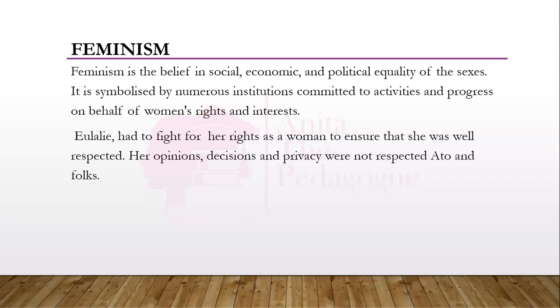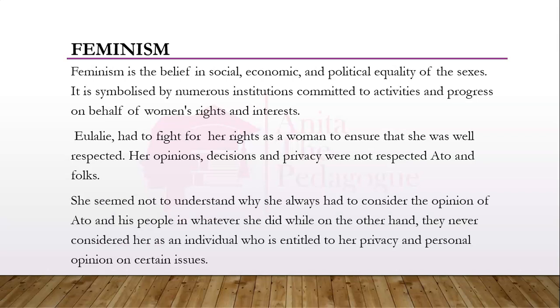Now it is realized that Olele had to fight for her rights as a woman to ensure that she was well respected. Her opinion, decisions, and privacy were not respected by Atu and his folks because they believed that they married her, not knowing that she is the wife of Atu and not his slave. Again, she seemed not to understand why she always had to consider the opinion of Atu and his family in whatever she did, while on the other hand, they never considered her as an individual who is entitled to her privacy and personal opinions on certain matters.